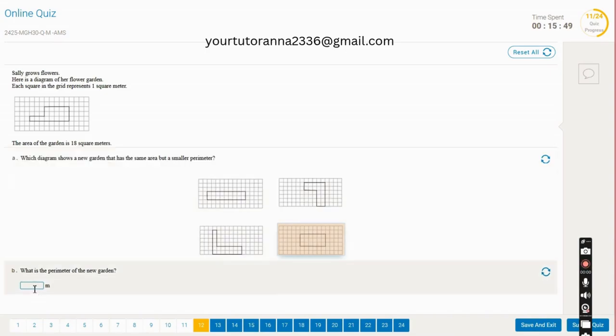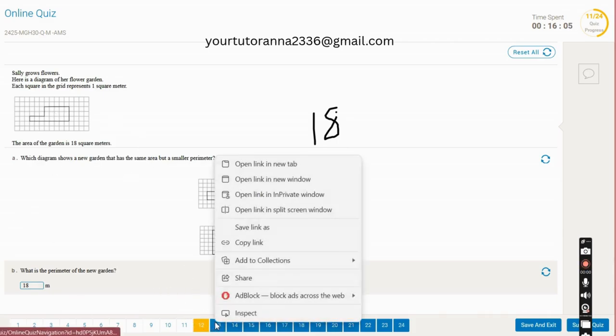Let's go to the next one. What is the perimeter of the new garden? We're just going to say the perimeter of the new garden is 18, right? Because 6 times 3 is 18, and also when you add it, you get 18, which is a smaller perimeter than the 22.